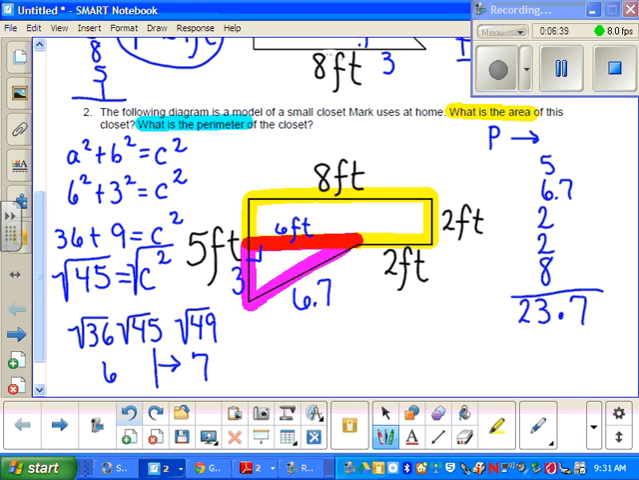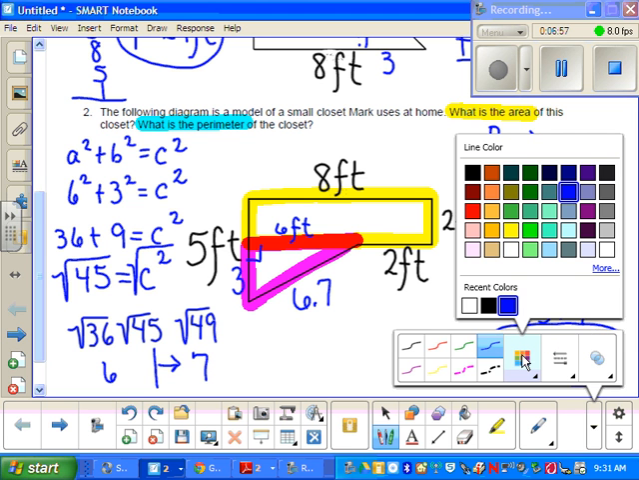So 23.7, or about 24 if we rounded it to a whole number. So that would be my perimeter, and it would be that many feet. Now we need to find the area. Remember, area for a rectangle is length times width, or base times height, and for the triangle it's base times height divided by 2.